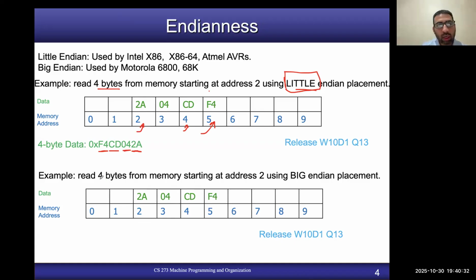Another example. We have the same content of the memory, and we again want to read 4 bytes of data from the memory, again starting at address 2, but this time we are assuming that we are going to read the data using the big endian approach, right? So if we want to read 4 bytes of data using the big endian approach starting at address 2, what will be the value of that data?